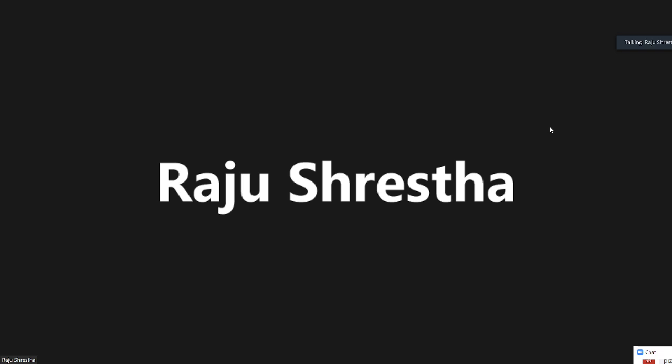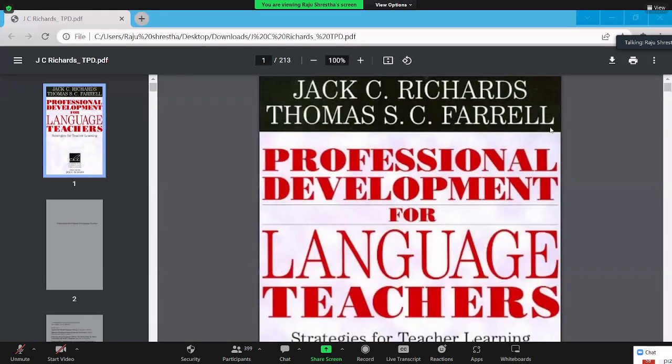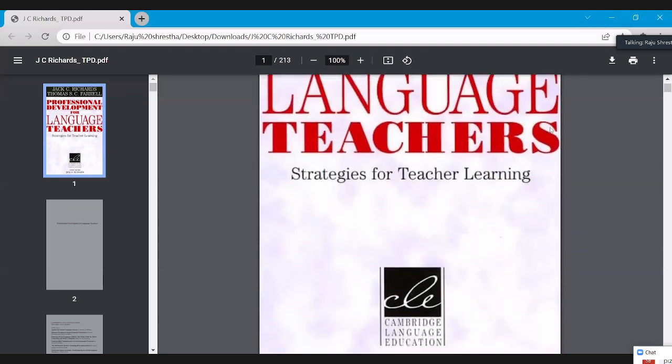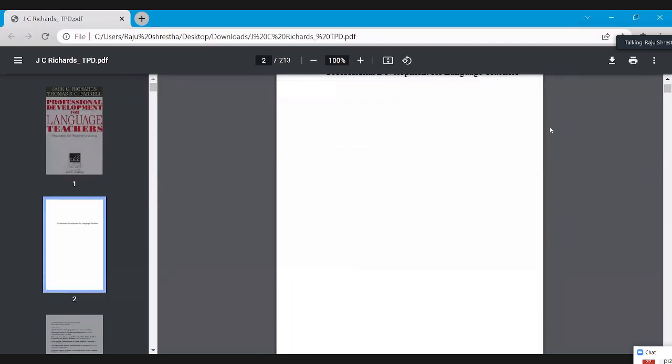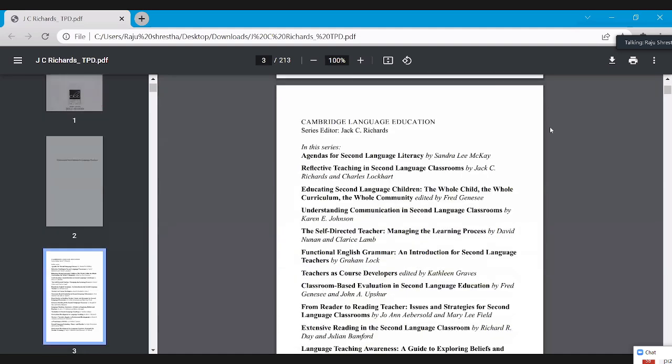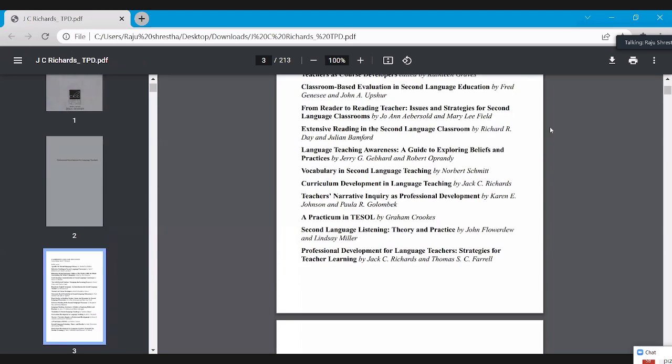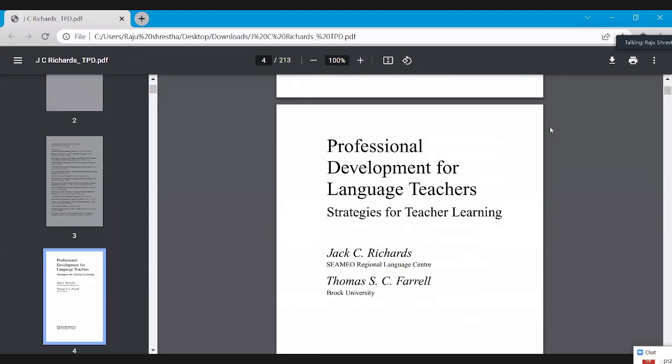Now see, यो किताबबाट धेरै आइडिया आउँछ तपाईहरुलाई. This is Jack Richards, Thomas Farrell, Richards and Farrell, 2005. Professional Development of Language Teachers, Strategies for Teacher Learning. So this is very useful book. अब तपाईसँग धेरै समय त छैन, but I have borrowed ideas from this book in my book also, in my presentation also. I have mentioned, I have used ideas from here.